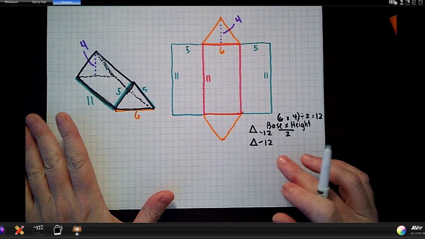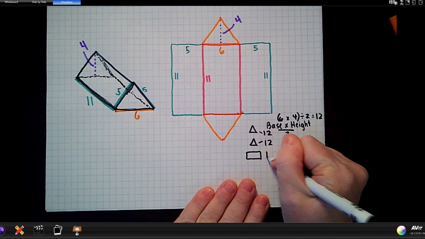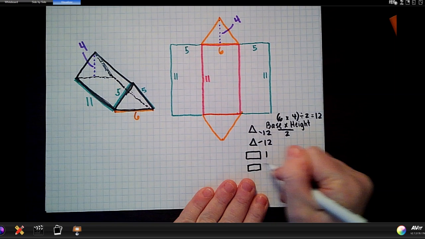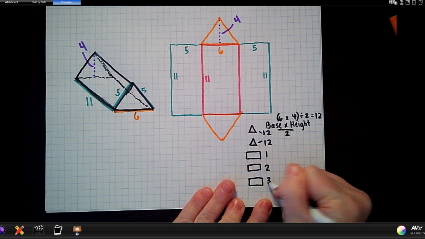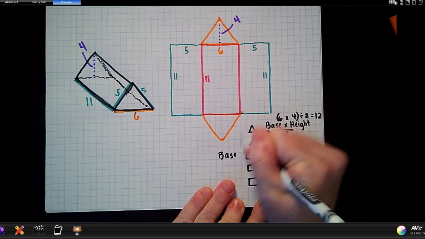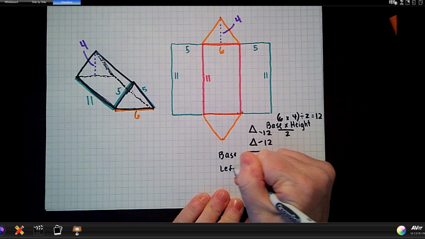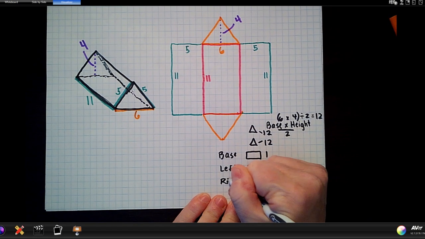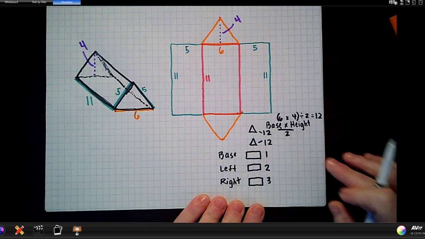Now I can do my rectangles. Now there are 3 rectangles, and it doesn't matter what you label them. We have rectangle 1, we have rectangle 2, and we have rectangle 3. I might say rectangle 1 could be the base or the bottom, right? And I could say 2 and 3 are the left and the right sides. But it doesn't really matter. It really doesn't, just as long as you have all 3 rectangles.